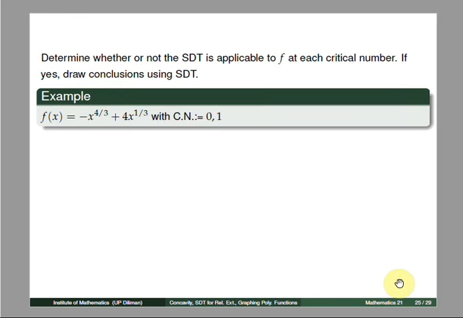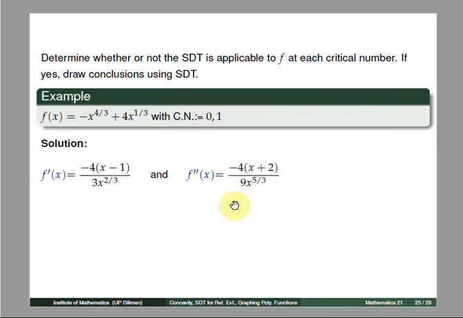Now f of x equals negative x raised to 4/3 plus 4x raised to 1/3, and the critical numbers are 0 and 1. F prime of x is this one, and f double prime of x is this one. Again, you can pause the video and try to verify that indeed the following are the first and the second derivative of f of x. Now let's substitute the critical numbers.